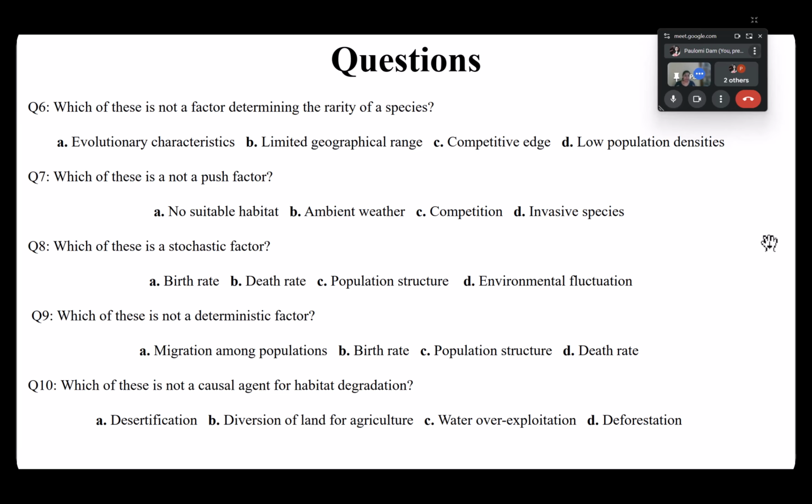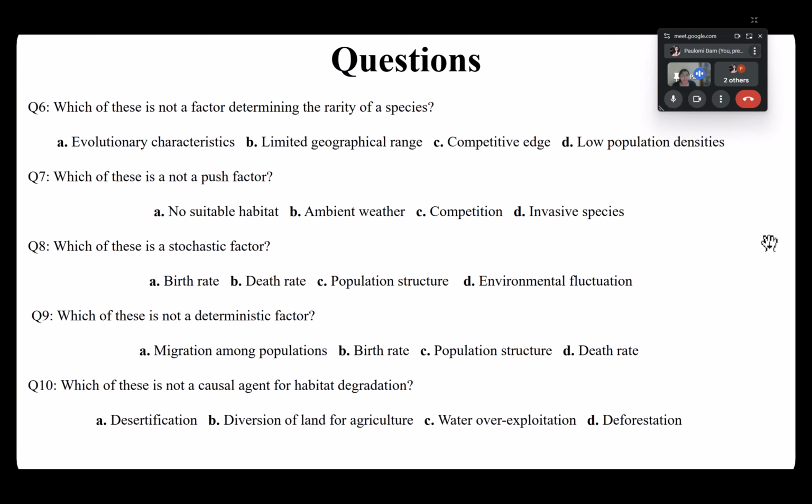Again, I'll read out and wait for you to answer. So the first question is, which of these is not a factor determining the rarity of a species? So basically, why is rarity of a species so important? If a species is rare, meaning you find them in less frequency, it has more chances of getting extinct or facing threats. So what exactly determines that a species is rare is what your question is about.